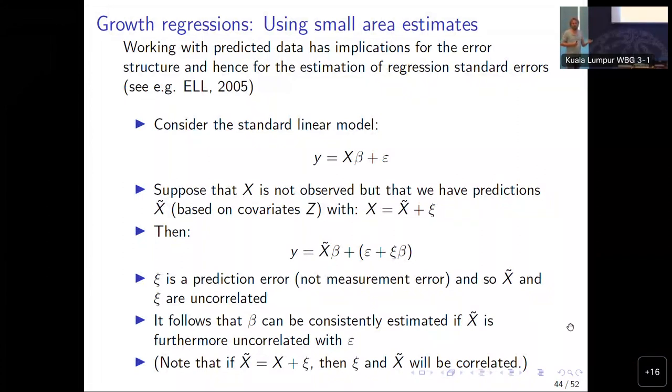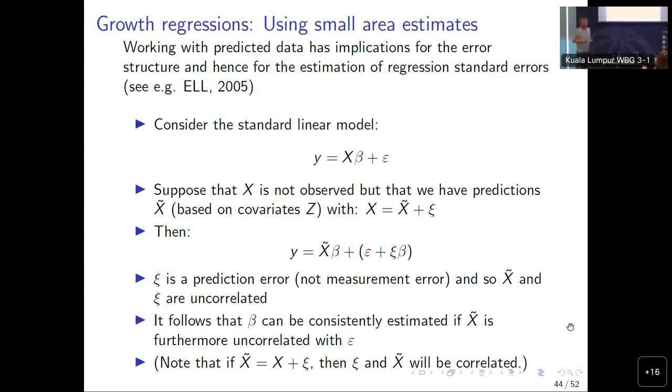That's sort of separated from the measurement error context that you might think of otherwise. So this and this are uncorrelated. If X is furthermore uncorrelated with the original idiosyncratic error in the structural model, then it follows that beta can be consistently estimated, right? If X is orthogonal to both of these error terms, then your typical OLS estimate of beta will be consistent.